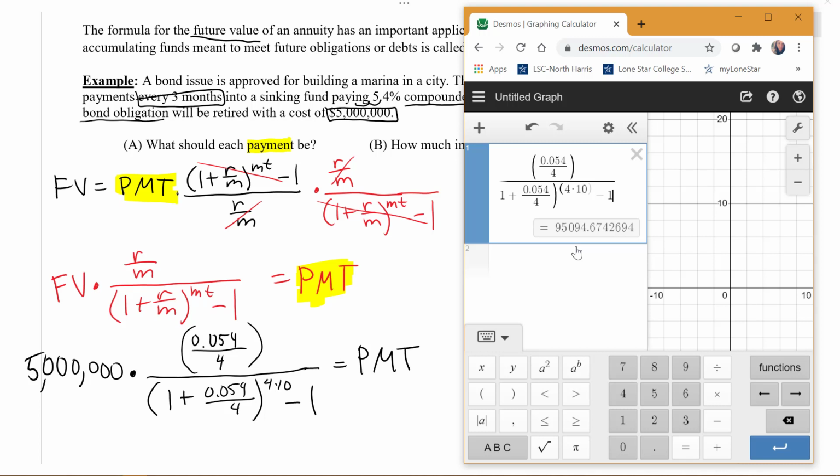Okay, so that is our payment that we wanted to solve for. So that's $95,094.67 when I round to the nearest 2 decimal places.